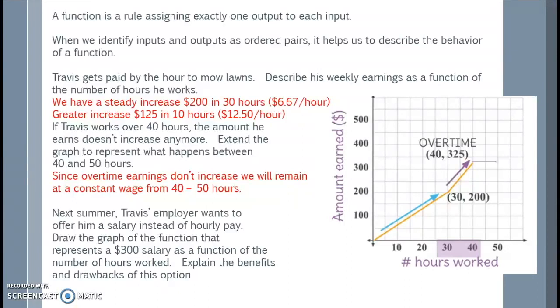If we are working a salary, we will have a straight, constant line. No matter where or how many hours that we work, we will always be at 300. The benefit of this is more money earned for less time worked. The drawback, there's no overtime pay.